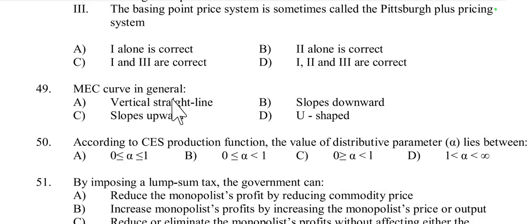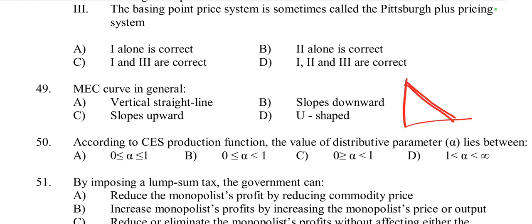Then question 49, MEC curve is generally. MEC means marginal efficiency of capital. Generally the shape is vertical straight line, slopes downward, slopes upward, or U shape. So generally the MEC curve slopes downward. Typically it slopes downward.